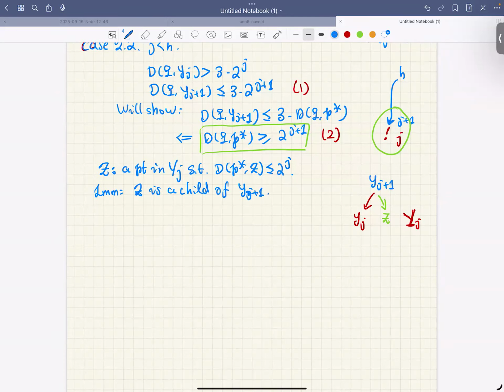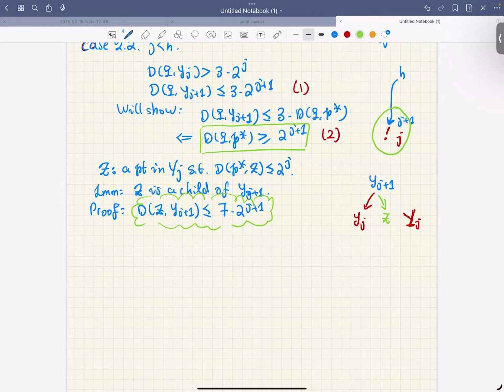Z is a child. So you already know how to argue for this child relationship, right? Because you know how we build the edges, right? So if this is what you want to argue, you know what to prove. You have to prove that the distance between z and yj plus 1 is less than or equal to 7 times 2 to the power of j plus 1. If you can argue that this is true, then I'm convinced. So z will have to be a child.